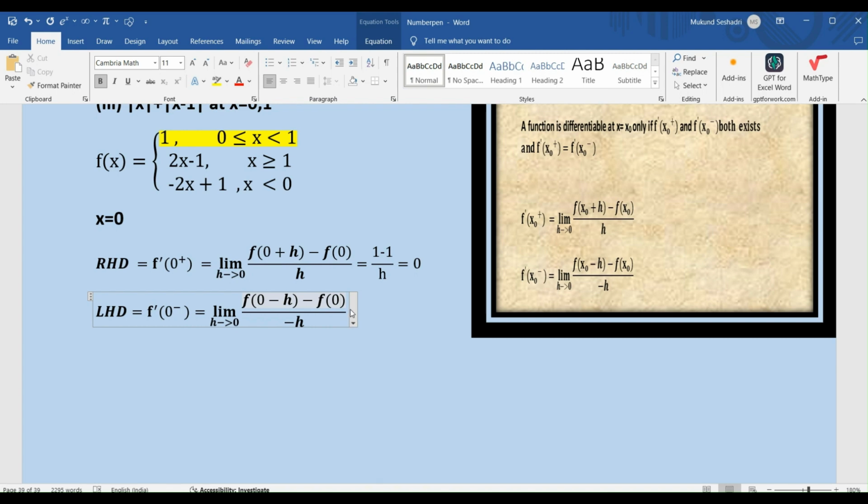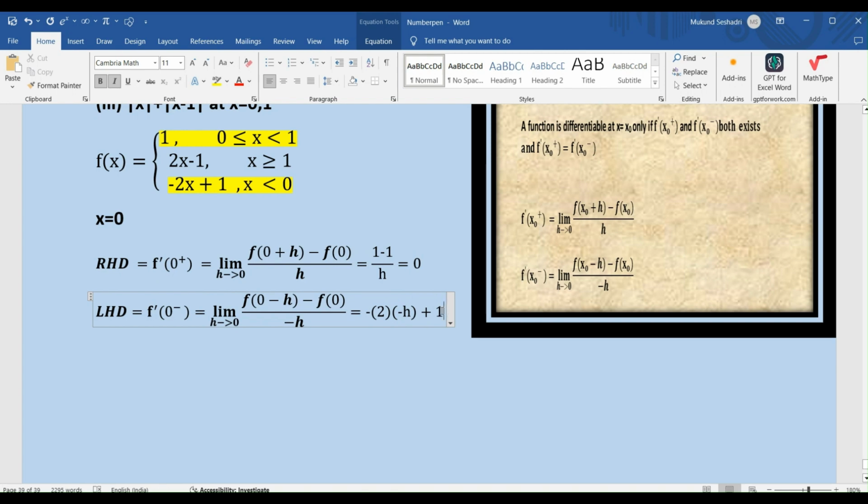And like we calculated in our RHD, what is my f of x naught minus h? It is when x takes a value which is lesser than 0 by an infinitesimal h tending to 0. And which is that equation? My equation is this, right? Because this is where x becomes lesser than 0. So all that I need to do is I will have to replace my x by a 0 minus h. And what is my 0 minus h? Is nothing but a minus h, right? So I can comfortably write this as minus 2 into minus h plus 1. And what is my f of 0?